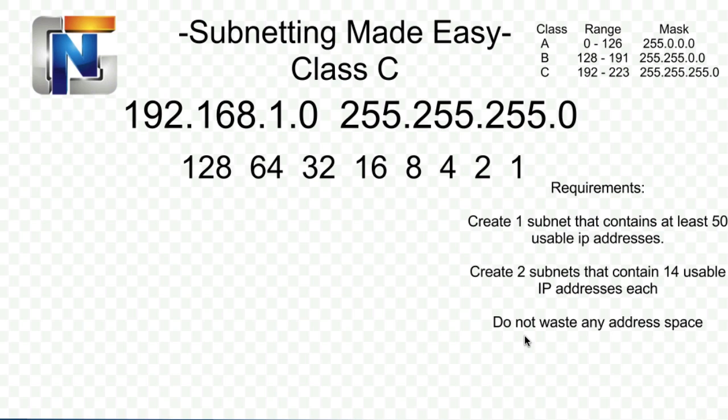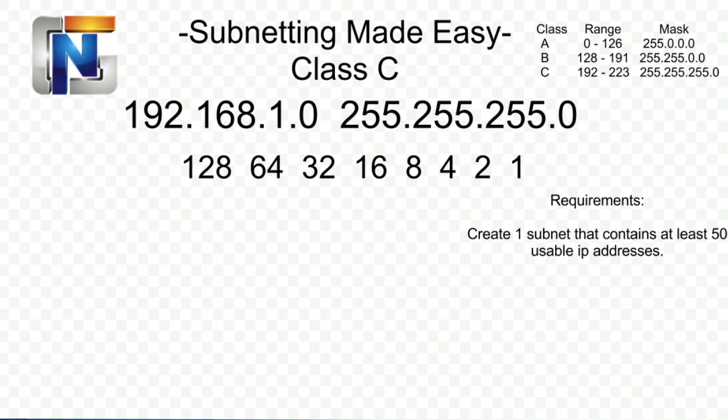How do I go about not wasting any address space? Well, you want to first create a subnet that is the largest that you want. In this case, we have 50 usable IP addresses compared to 14 usable IP addresses. So, if we want to not waste any address space, we're going to start out by creating the largest one. In this case, that's going to be the one that contains at least 50 usable IP addresses. Then we'll move on and create the other two subnets that only contain 14 usable IP addresses each, because those are small. If you always follow this rule, you'll never waste any address space. It's pretty simple.